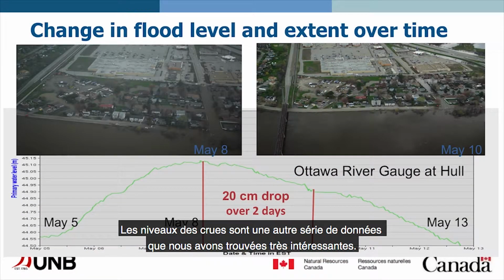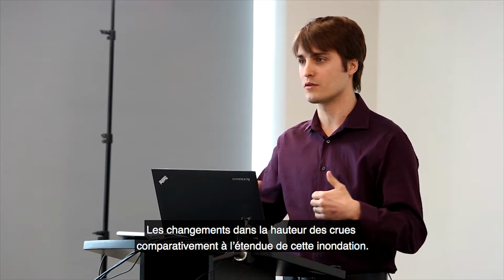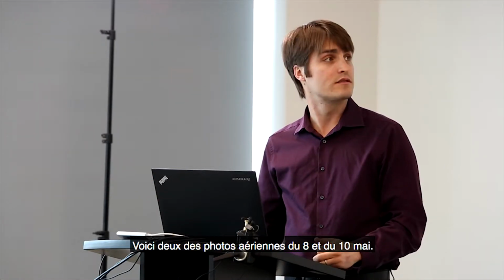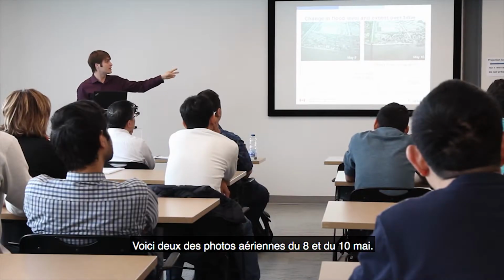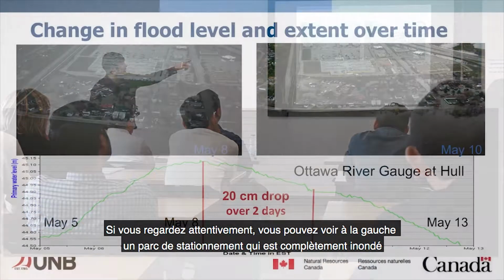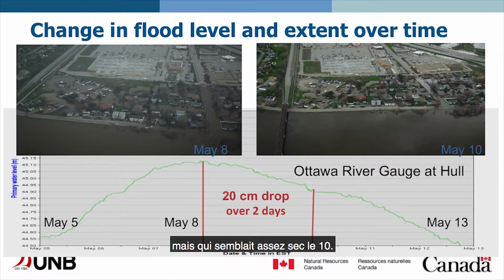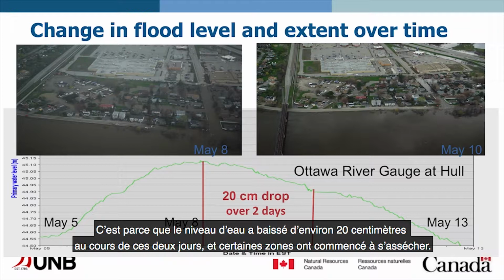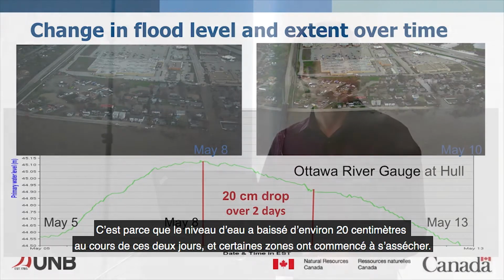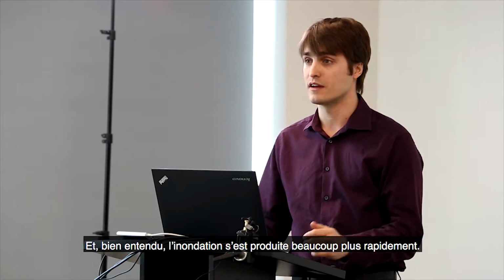Another data set that we found really interesting was the flood levels, so the changes in the vertical flood level compared to the horizontal extent of that flood. So these are two of the aerial photos from May 8th and May 10th, and if you look closely, you can see that there's a parking lot in the left that's totally flooded that looks pretty dry on the 10th. And that's because the water dropped about 20 centimeters in those 2 days. And areas started to dry out. And of course, the flooding went up even faster than that.